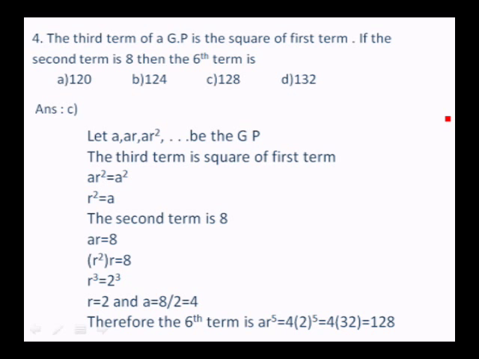Therefore, the sixth term is AR to the power of 5 is equal to 4 into 2 to the power of 5 is equal to 4 into 32 is equal to 128. So, the option is C. So, if you just use the data one by one, you take the GP as A, AR, AR square and use that AR square is equal to A square and also AR is equal to 8, then you get the value of this AR to the power of 5.